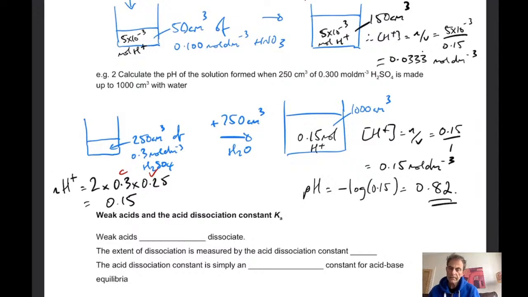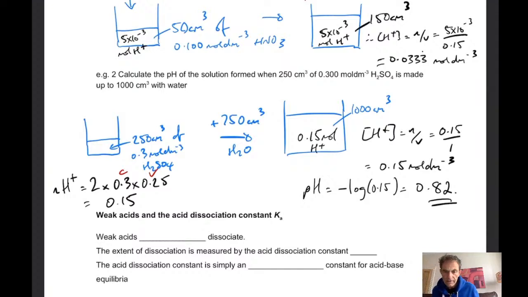Yeah, the default of the log button is base 10. Some textbooks you'll see a little subscripted 10 after log, but in a lot of textbooks they don't bother because it's the default base.